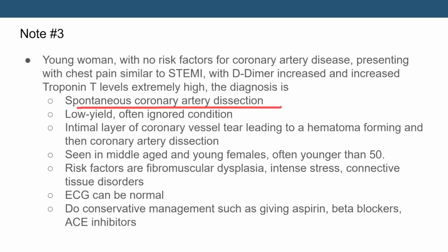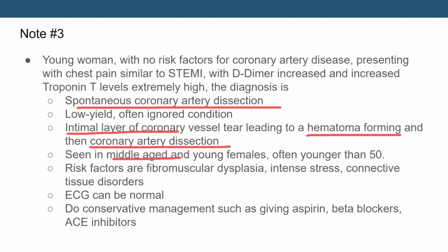And you may have never heard of this diagnosis because this is a low yield, often ignored condition. But when you take Step 2, you want the maximum score possible for Step 2 and Step 3. So this is a low yield condition, but it may come up. This is basically an intimal layer tear of the coronary vessel leading to a hematoma formation in that vessel, and then you get coronary artery dissection.